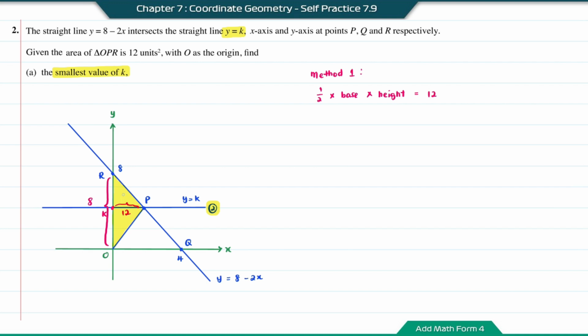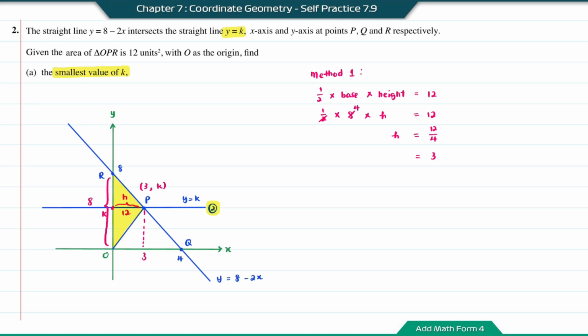Then here will be the height of this triangle. So 1 over 2 times 8 times the height is equal to 12. 1 over 2 times 8, we can simplify this, so h is equal to 12 divided by 4, which is equal to 3. So h is 3 units. This means the x-coordinate of the point P will be 3. And now the y-coordinate for the point P will be k.